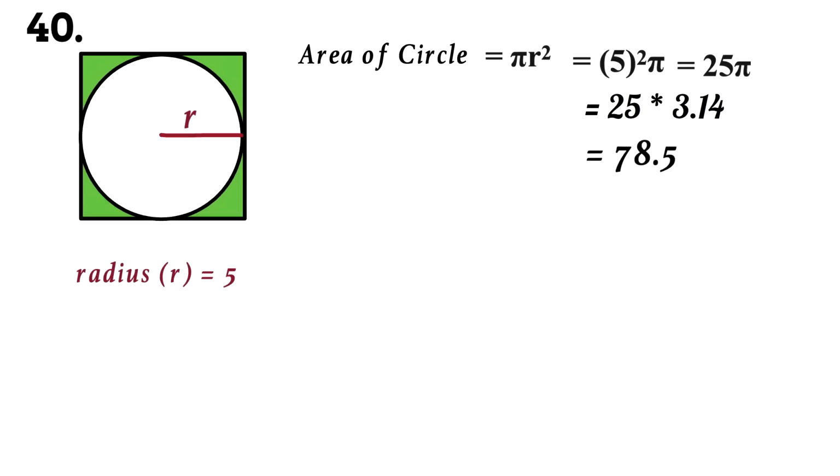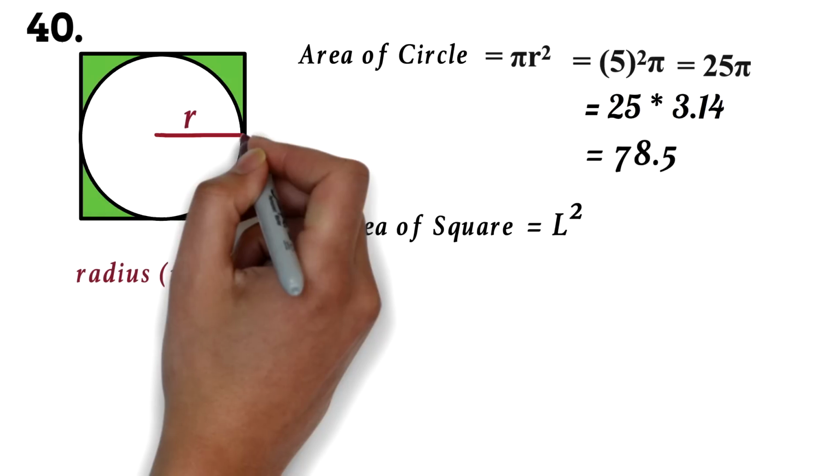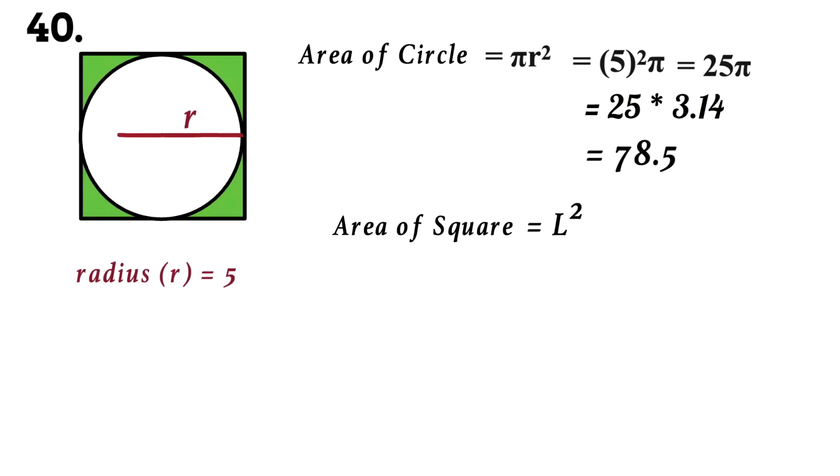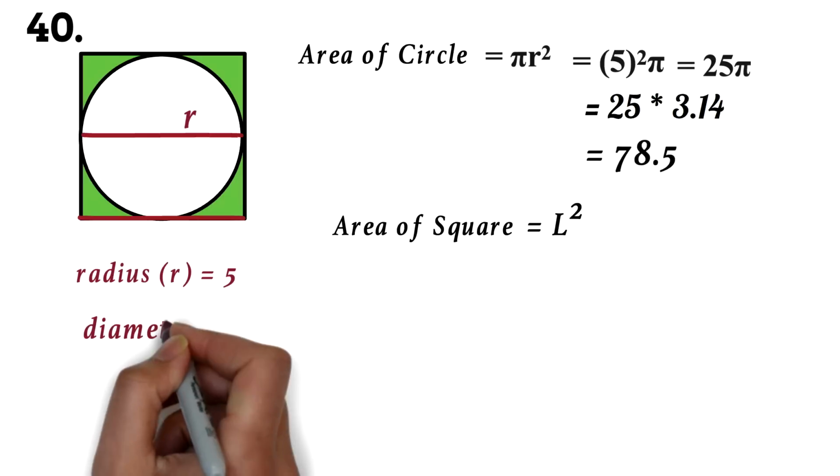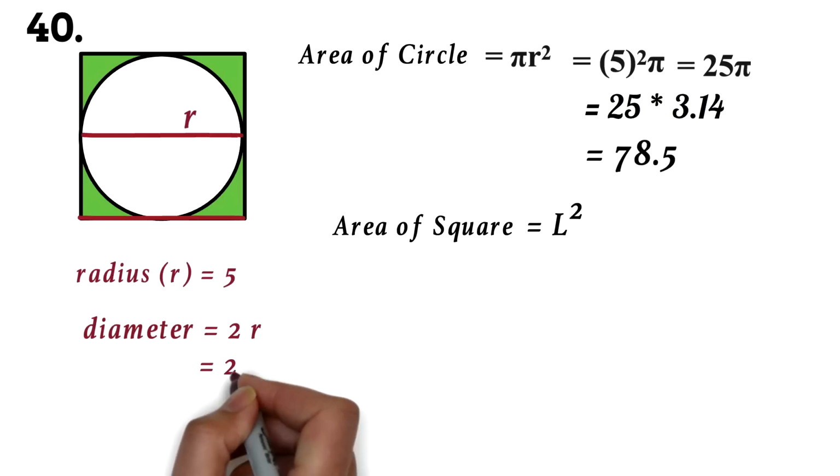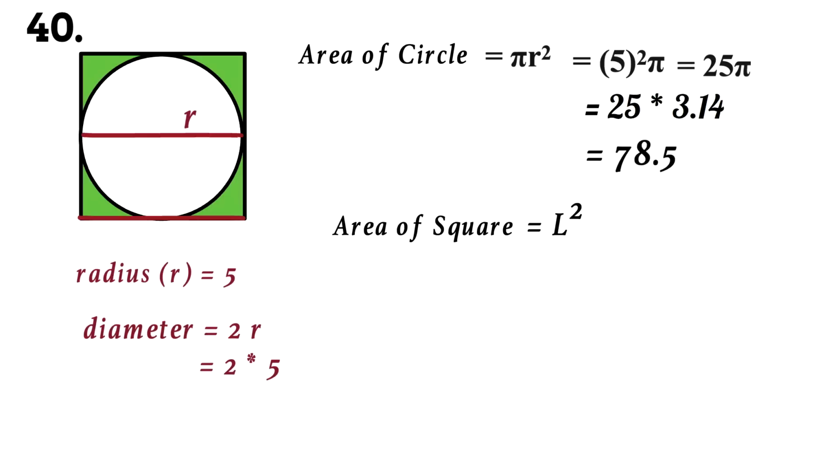Now we find the area of the square. The area of a square is the length squared. We have not been given the length, but we can find it. Since this is the radius, if we extend it to touch the other side of the square, we will have the diameter. The length of the diameter will be the same as the length of the square. The diameter is 2 times radius, which is 2 times 5. The diameter is therefore 10, so the length of the square is also 10.